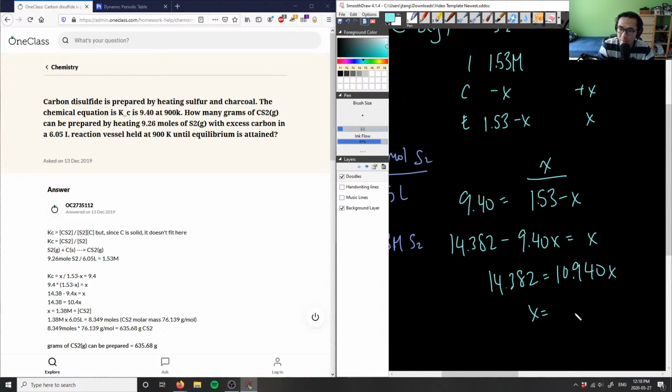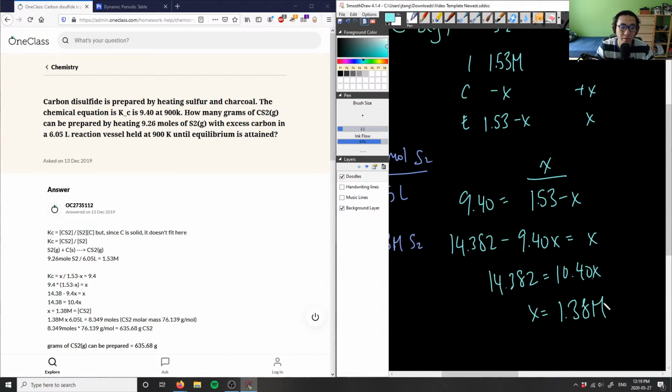I'm just checking my math here. They got 14.38, which is good, minus 9.4 equals X. So this is, oh, I added a 9 here. My bad. This is 10.40, sorry. I think I added a 9 there by accident, so my numbers got thrown off. So this is 10.40x, and I can just simply divide both of these here to get my answer, which is going to be 1.38.